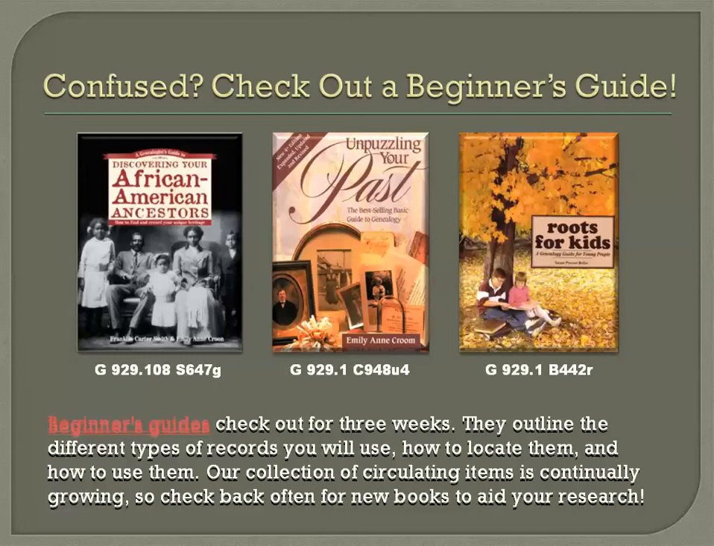Discovering Your African American Ancestors is one volume in a series that focuses on special populations, whether it's African American, Native American, Italian, German, Scottish, etc. It's a wide series that covers a lot of different special populations, and we have guides available that you can check out for those specific ancestors. Unpuzzling Your Past by Emily Anne Croom is one of the most valuable basic beginner's guides for the genealogy research process. It's very conversationally written, very easy to approach, and it will outline the research process and the types of records that you will encounter and use to fill in the details of your family's history.